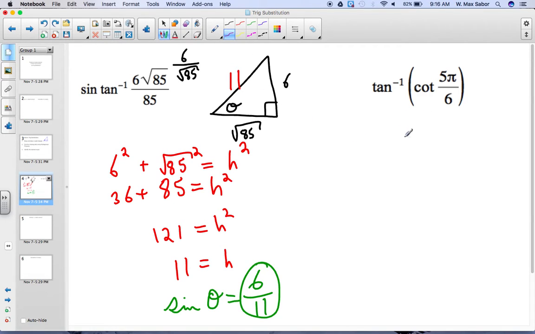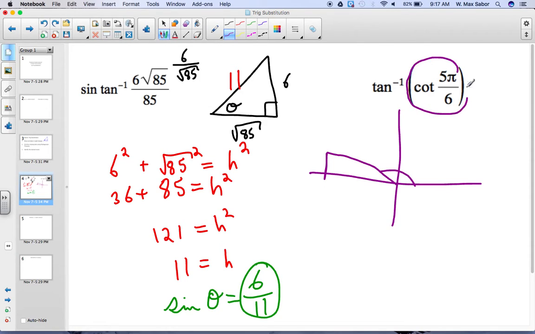For this one, we can say, okay, we actually know where 5 pi over 6 is. It's over here in the second quadrant. When we take the cotangent of that, we can evaluate just from the inside. We know what that is. That is negative square root of 3.